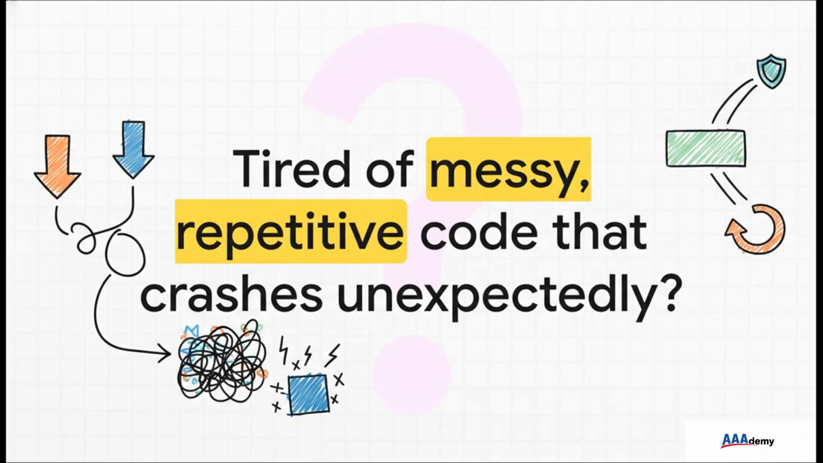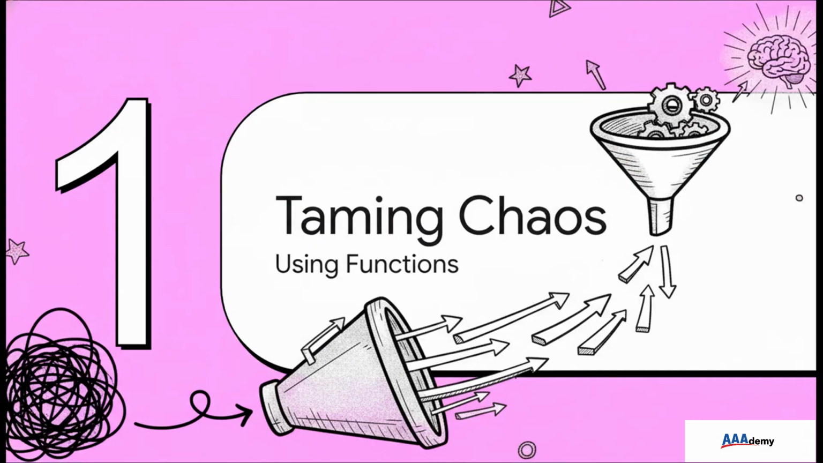Look, we have all been there. You write a piece of code, it works, so you copy it, and then you paste it somewhere else, and before you know it, your script is this tangled mess. And then all it takes is one weird user input to bring the whole thing crashing down. It's super frustrating, right? Well, what if I told you there's a way to tackle both of these problems at the same time? So, our first tool for the job, it's the function.